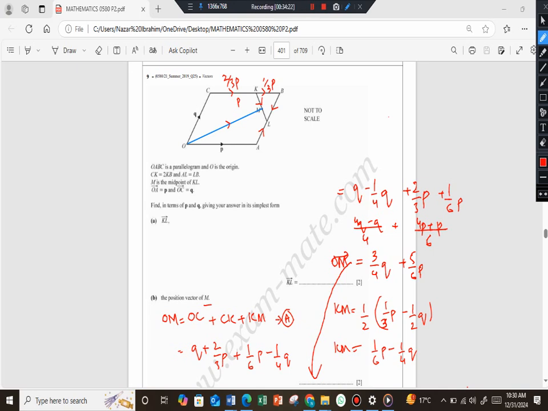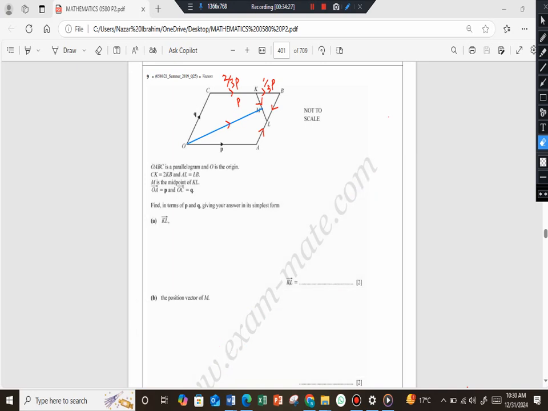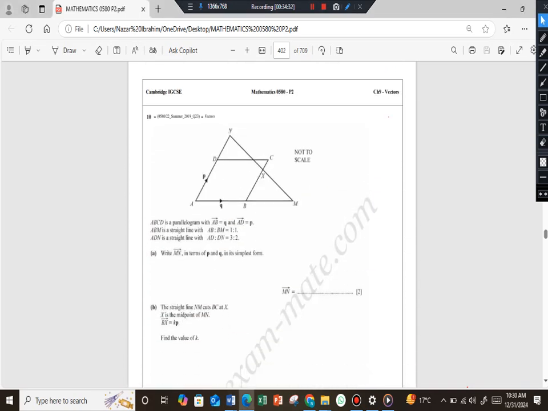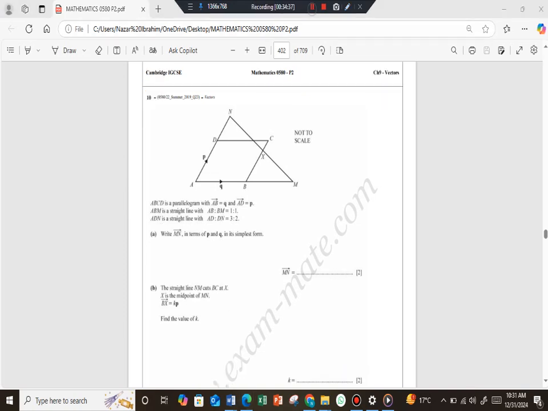Okay, moving forward. Question number 10. There's a compound shape having a parallelogram and a triangle. The values AB, AD are given to us. The ratio of AB to BM is given to us, and the ratio of AD to DN is given to us. So first we should use the data and take out these values.